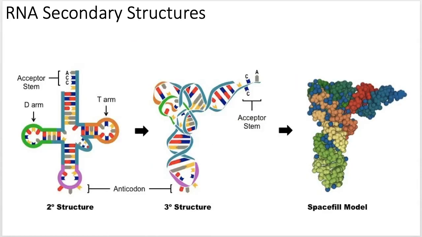There's different kinds of RNA. Messenger RNA is the most common, but there are other ones. There's actually a ton of other ones. Transfer RNA is one of the more common ones that we'll see when we talk about translation.